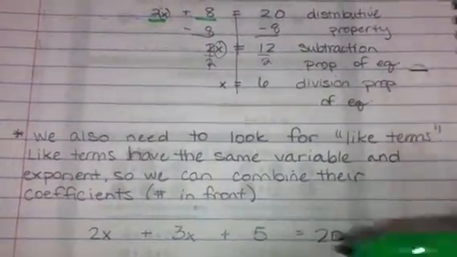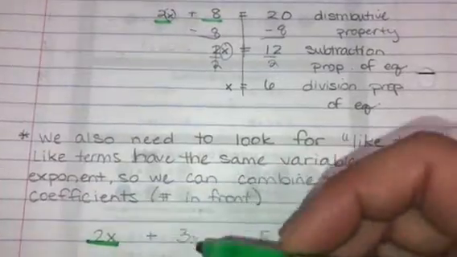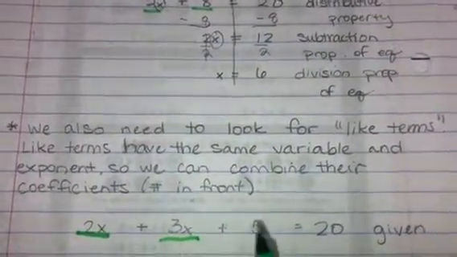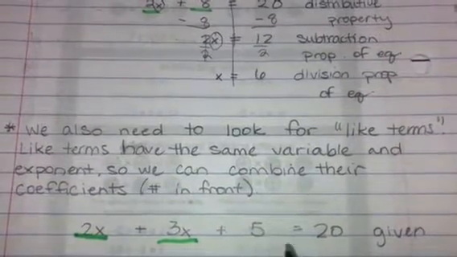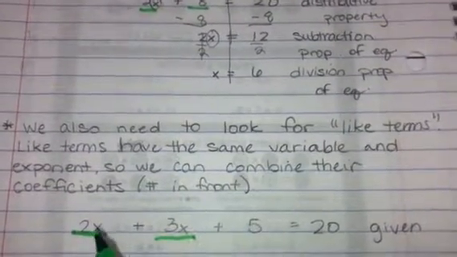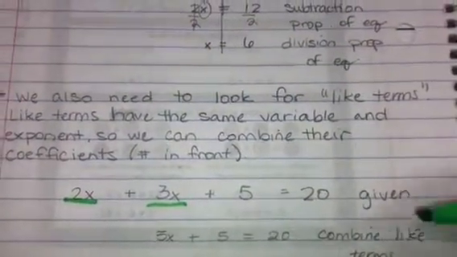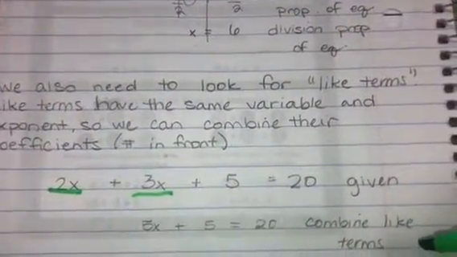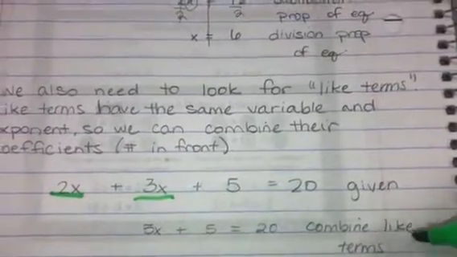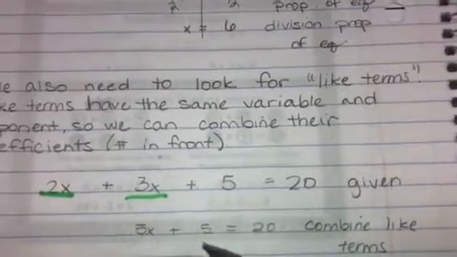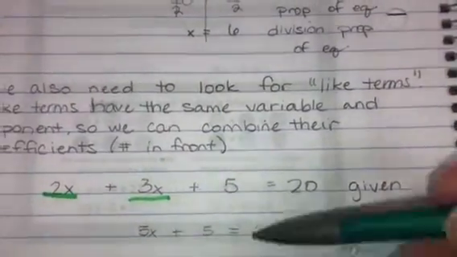So we see our like terms here have the same letter. The 2x and the 3x both have x's, so I can combine those. I cannot combine that with the 5 because the 5 does not have an x. But 2x's plus 3x's together make 5x's, and I got there by combining like terms. That would be my reason to the side. Now that I've combined like terms, I see that there's no other terms to combine, there's no other distributive property, so now it's ready to solve.